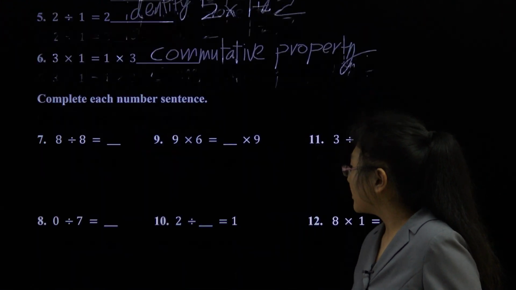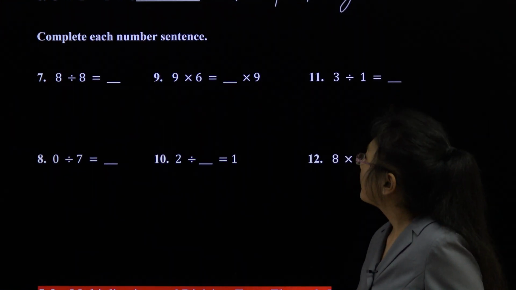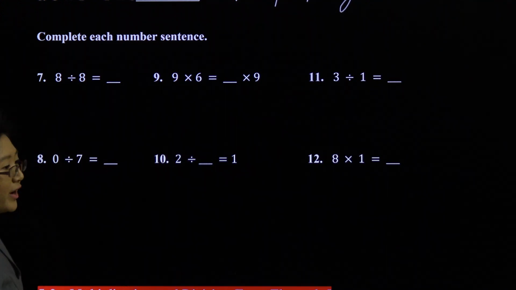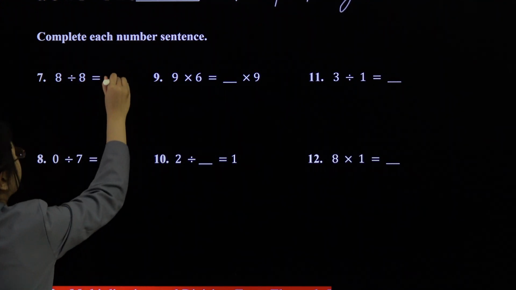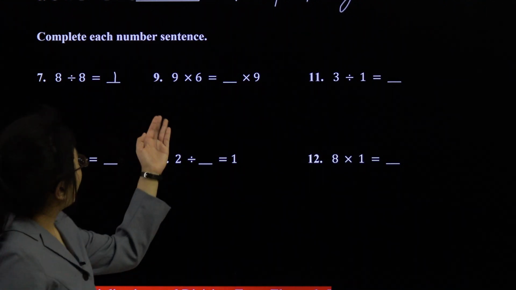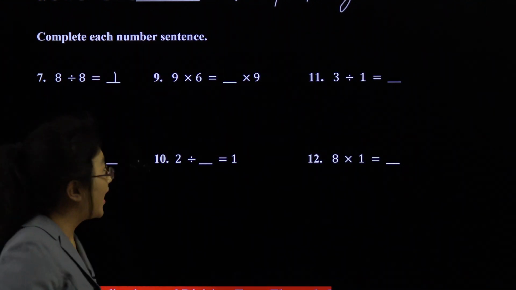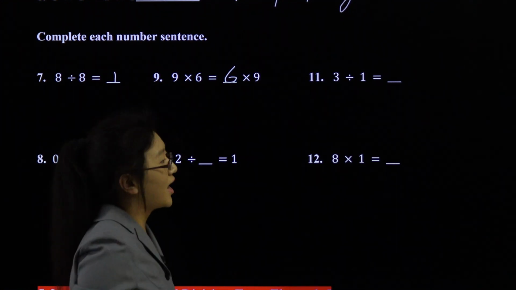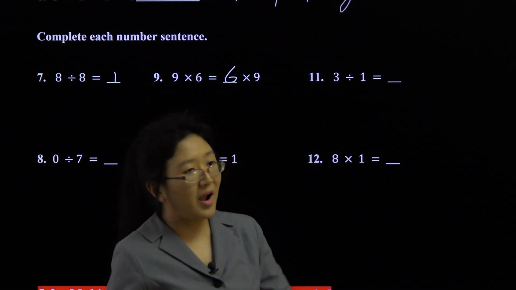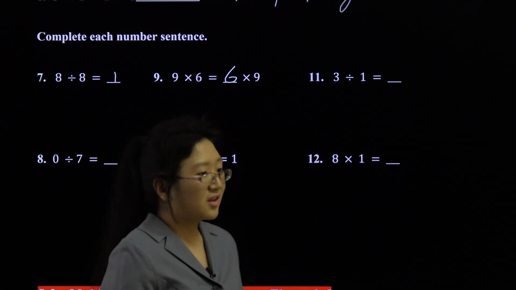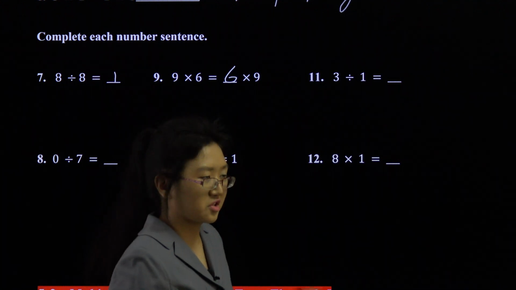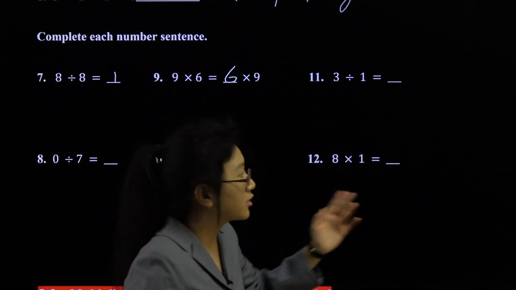Complete each number sentence. 8 divided by 8. Anything divided by itself is equal to 1. 9 times 6 equals something times 9. The order doesn't matter, so 9 times 6 equals 6 times 9. 3 divided by 1. 1 times anything equals itself, therefore 3 divided by 1 equals 3. Anything divided by 1 equals that thing.